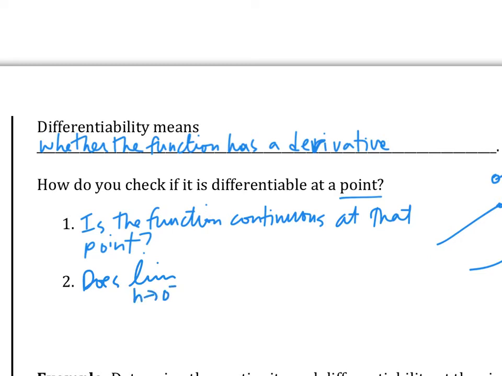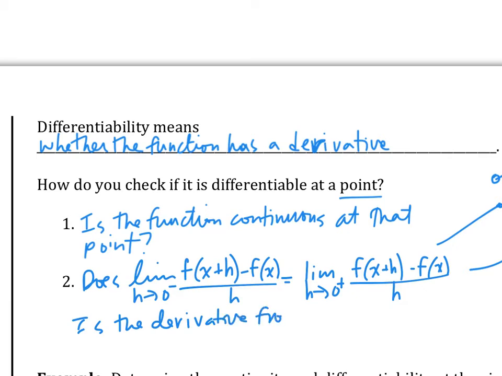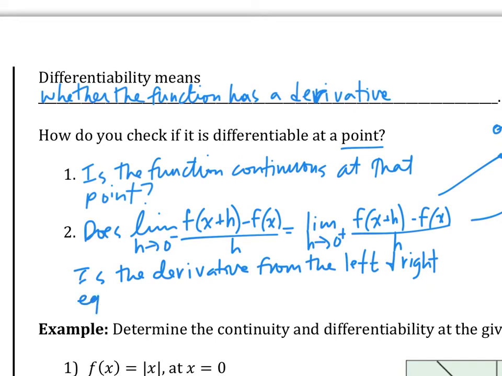The second idea is, does the limit as h goes to 0 from the negative side of the difference quotient, or basically the derivative, equal the limit as h goes to 0 from the positive side of the derivative? So are the slopes of both sides equal? Is the slope, or let's say derivative, from the left and right equal?